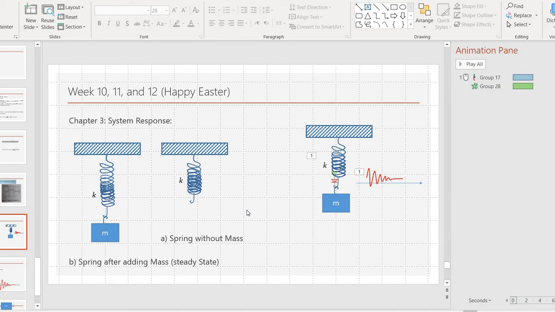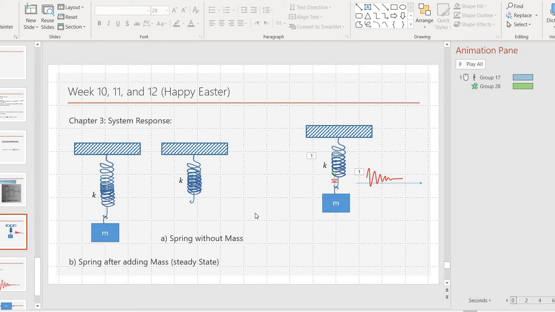What happens when a weight is suddenly suspended from a spring? So here I'm imagining that I have a spring and there is no weight, and then the weight is suddenly added. Or you can think vice versa. You have the weight and you remove the weight all of a sudden. So I have this animation that is showing what will happen.